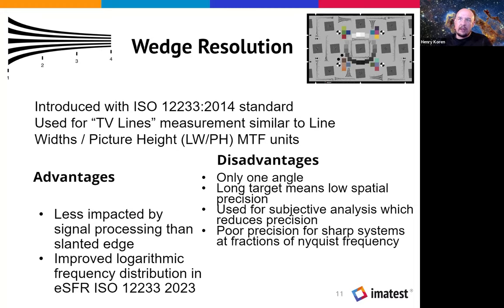Sometimes there can be precision problems if you have a very sharp system where the bars are in phase with your pixels or out of phase with your pixels. If the bars are in phase with your pixels, they may be very high contrast. But if you go out of phase with your pixel array, it averages between those bars and they can completely disappear. Some weird things can happen. That's really only at fractions of the Nyquist frequency, and if you have a sharp lens, that's really a problem.